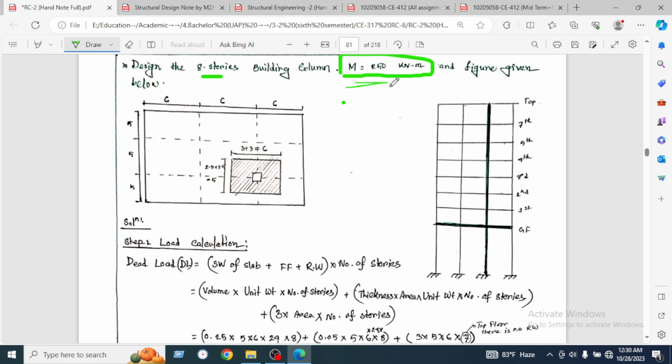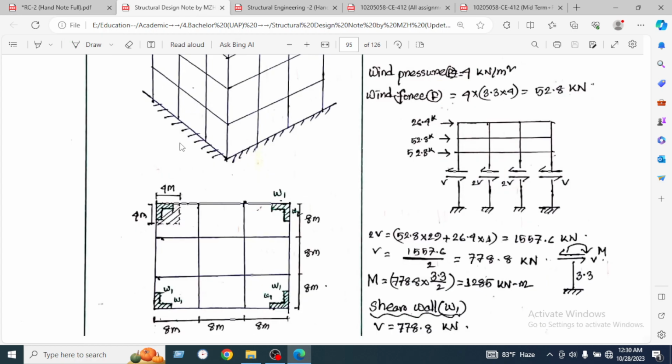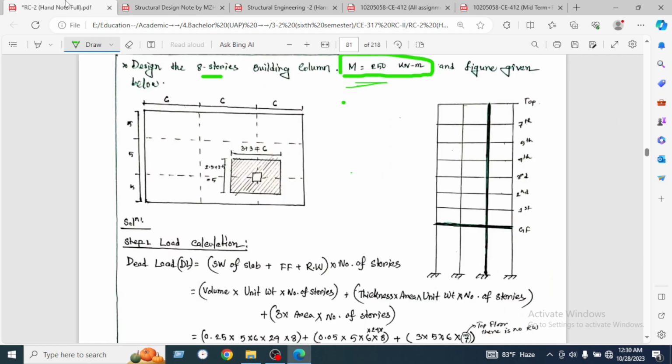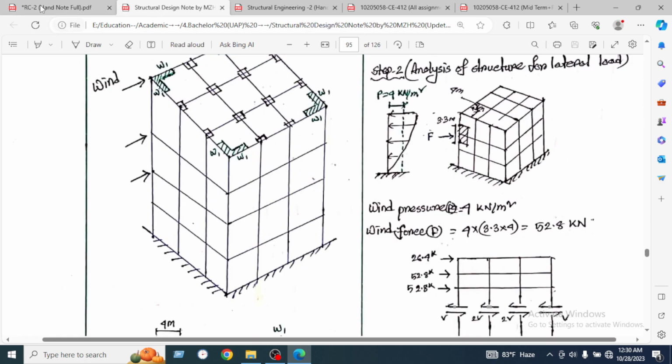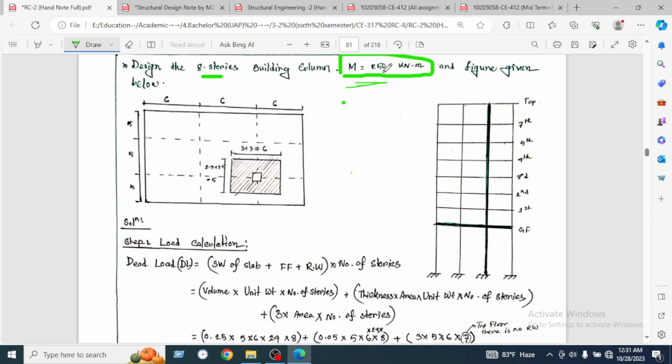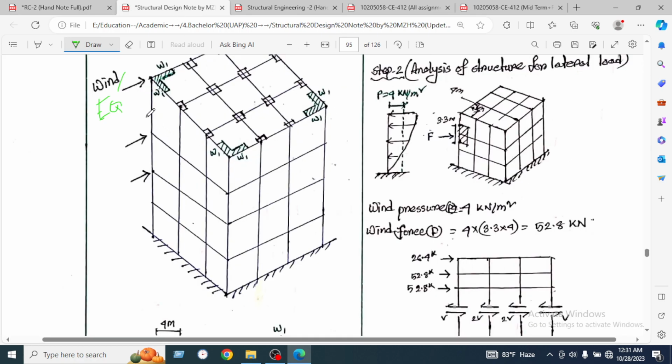This value comes from the wind load, or this value comes from wind or earthquake load or lateral load also. So we can see the wind load or earthquake load. The value comes from here. This is another example, but I will show how we will get the moment value here. So wind load is subjected to this building.